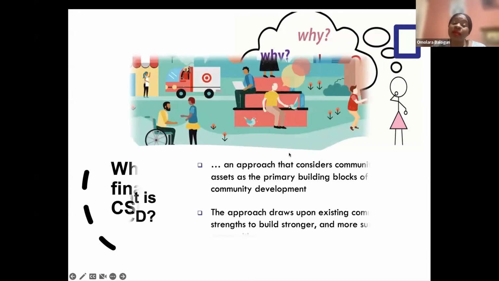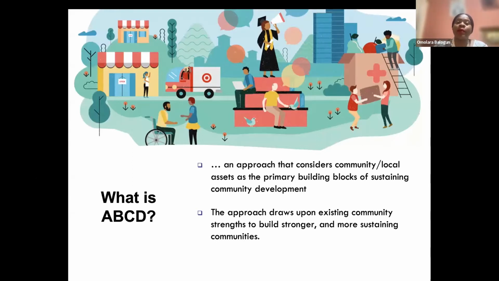So what exactly do we mean by ABCD? ABCD is simply talking about an approach that considers communities' assets as the primary building block for sustaining it. So a community, an organization, a consortium, a network, a coalition is required to continue to look within its own existence to mobilize the kind of resources that will be used for its sustainability. That is looking inward for sustenance. Looking inward for sustenance. I think that puts it pretty much directly. And it also talks about drawing the strength of a community to build even stronger strength for its sustainability.